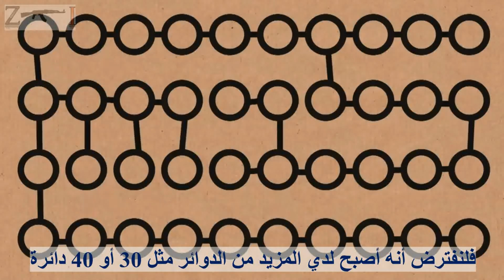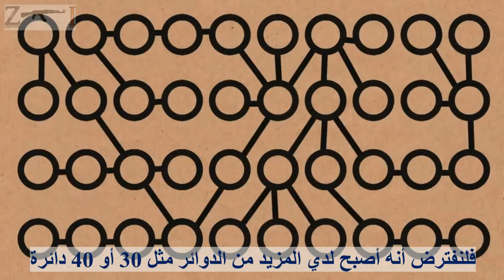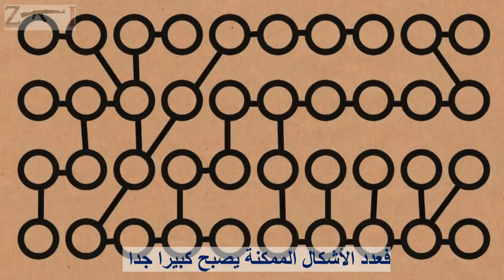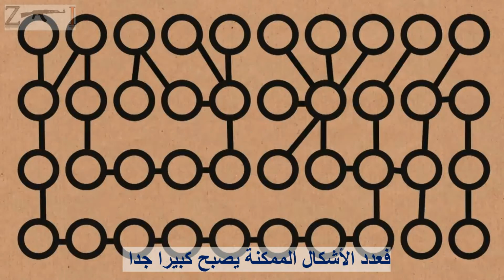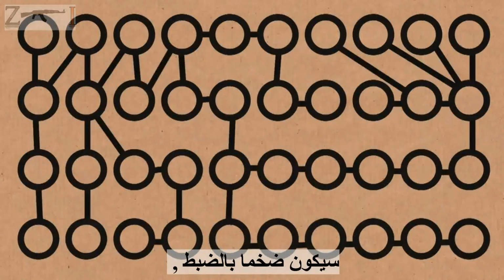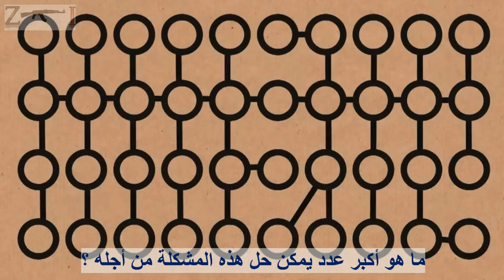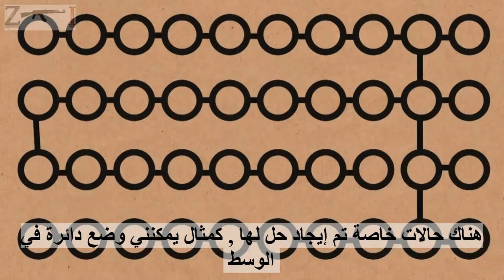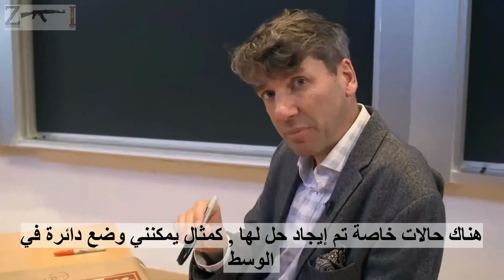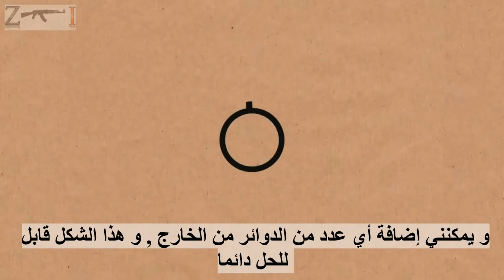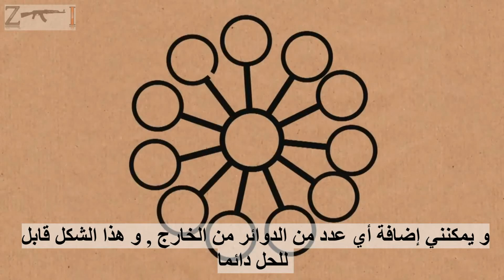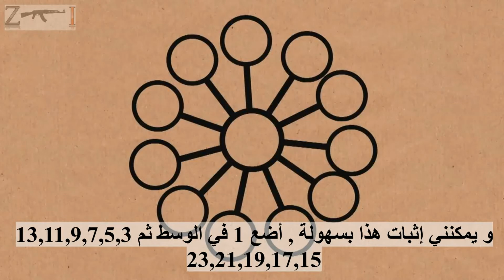So presumably, Gord, if I start having more circles, like 30 circles or 40 circles, the number of insectoids possible must just get massive. Oh, it explodes. Exactly right. Up to what number of circles is it solved for? There are individual cases that have been solved. For example, I can put a circle in the middle and I can add any number of circles on the outside that you want, and this is always solvable. And I can prove that quite easily.